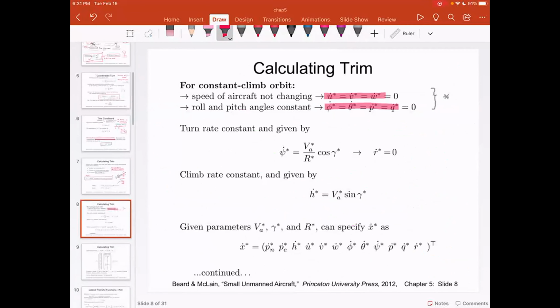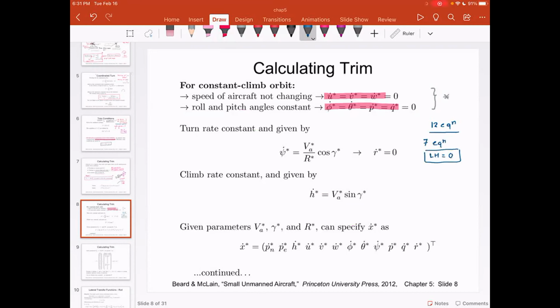So once you set these conditions to 0, think about it, right? We have 12 equations. Out of 12 equations, we have seven equations whose left hand side will be 0.